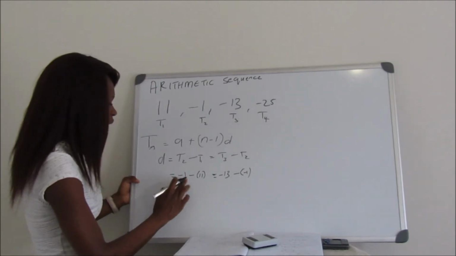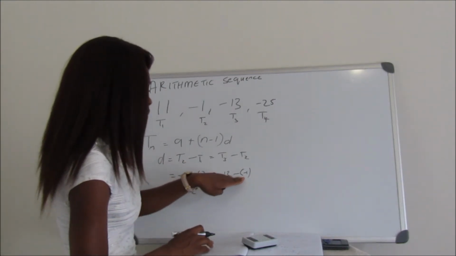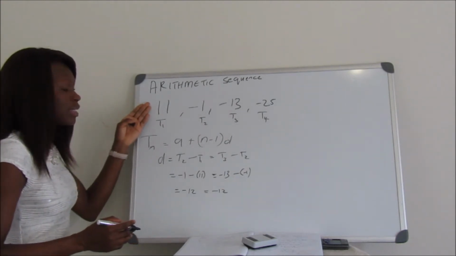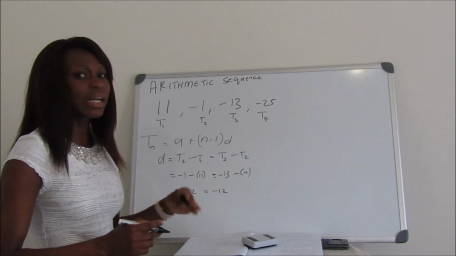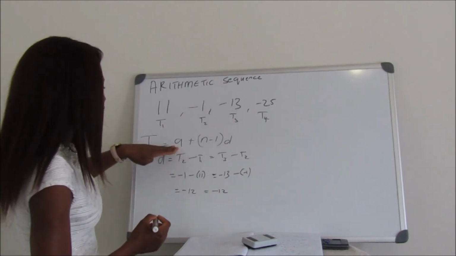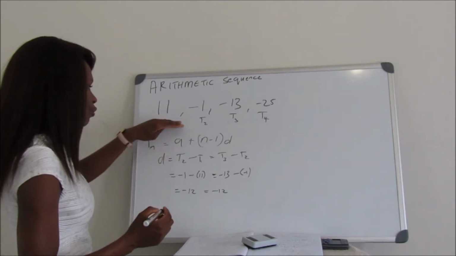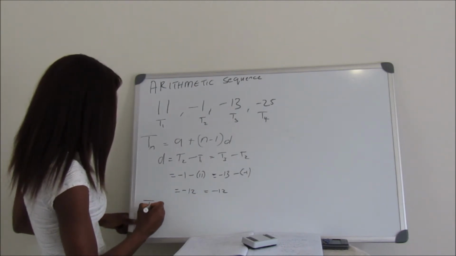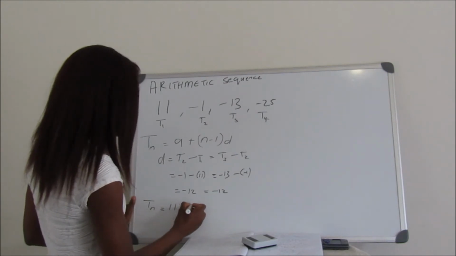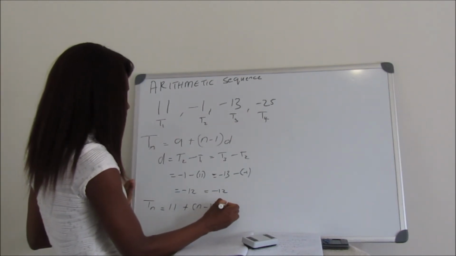Then from here, negative 1 minus 11 gives us negative 12. Negative 13 plus 1 will also give us negative 12. Then we conclude that the sequence we are given is indeed an arithmetic sequence. Then to find our Tn, we just substitute negative 12 for d and 11 for a into the equation. So Tn is equal to a, which is 11, plus n minus 1, where n is the number of the term, multiplied by d, which is negative 12.